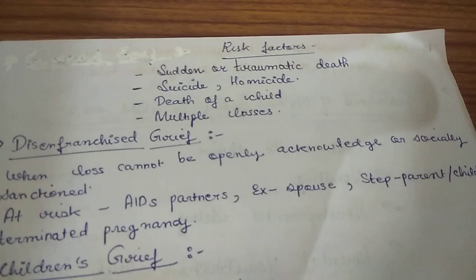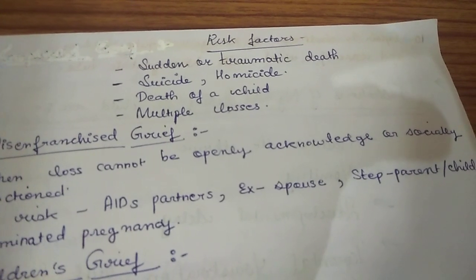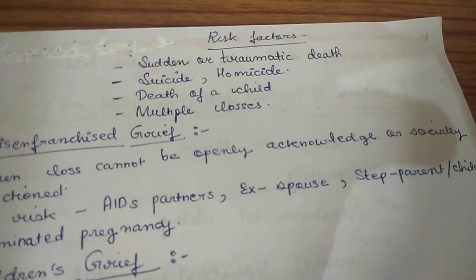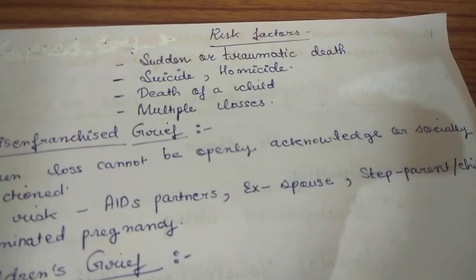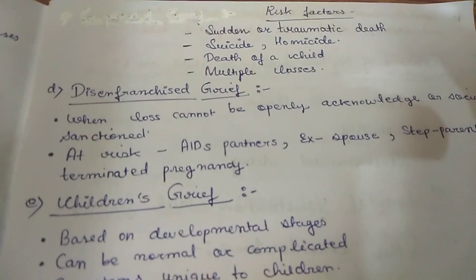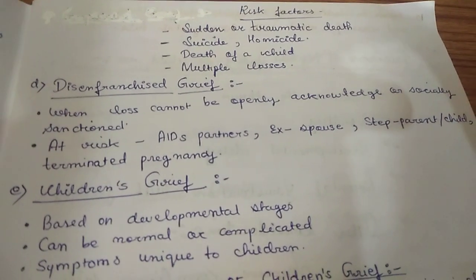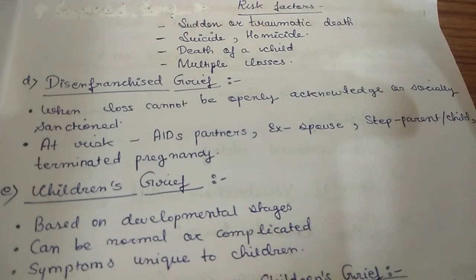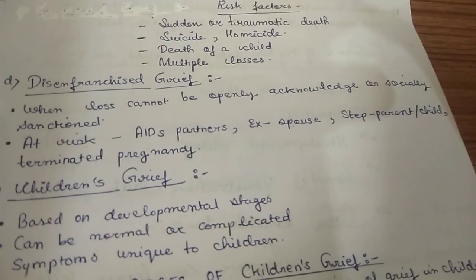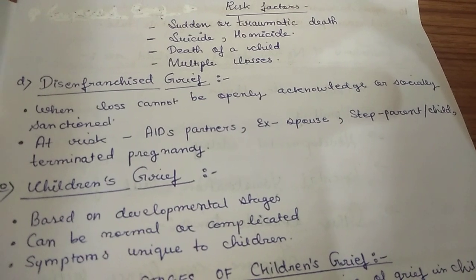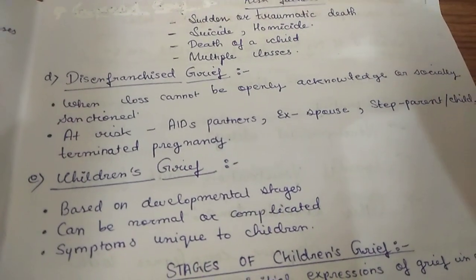Some of the risk factors are sudden or traumatic death of someone close, suicide or homicide experiences, death of a child, or multiple losses of objects or finances, whatever it can be. That can put a patient at high risk of problem grief. So next is disenfranchised grief. This occurs when loss cannot be openly acknowledged or socially sanctioned. For example, in the case of AIDS partners, an ex-spouse, step parents or child, or terminated pregnancies, which cannot be accepted socially, but the grief is present. That is called disenfranchised grief.